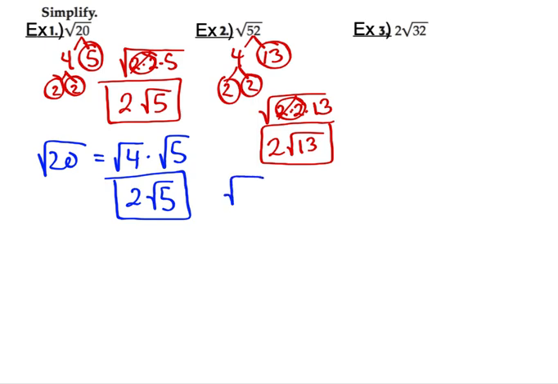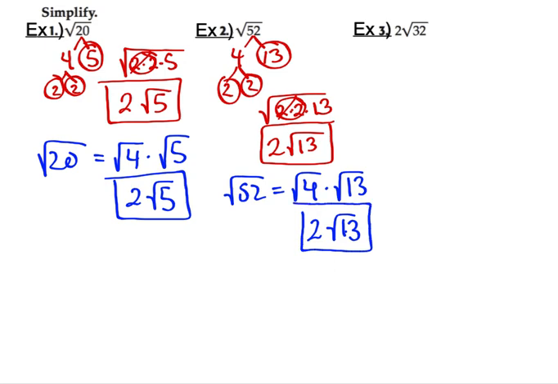Method 2. The square root of 52 is equal to the square root of 4 times the square root of 13. The square root of 4 is 2. The square root of 13 does not reduce. We get 2 times the square root of 13.